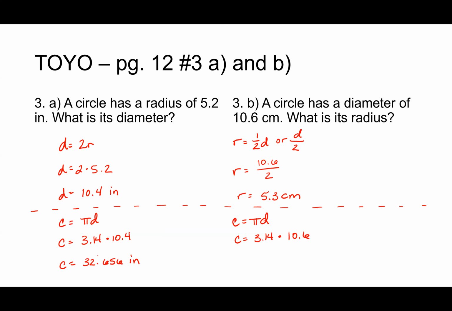So when you're checking your answer, you can look at, okay, what's 3 times 10? It's about 30. Well, it's 30, right? But we're going to be a little bit more than 30 because we've got a little bit more than 3 and a little bit more than 10. So 32 point something is a really reasonable answer. How about 3b? What do we get for circumference on that one?